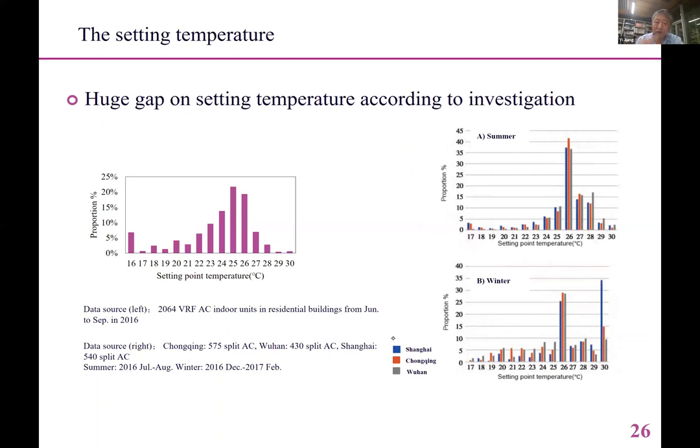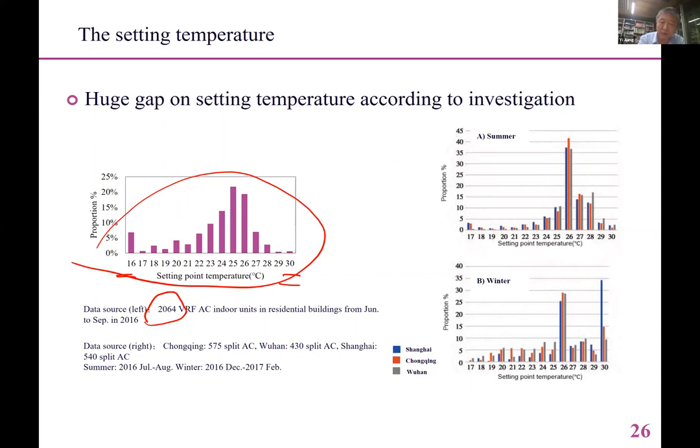Then we said we can study these three questions. First, what do people really need? Here we take more than 2,000 situations collected through our monitoring system. We look at the set point temperature. Normally people say, I need 22 degrees Celsius, or 24. But in the summer, what happened? The set point that people need ranges from 16 degrees C to 30 degrees C, a very, very large range of distribution.